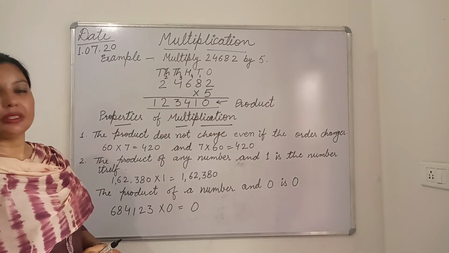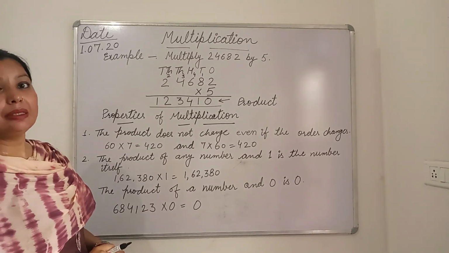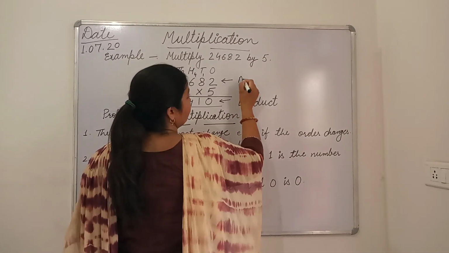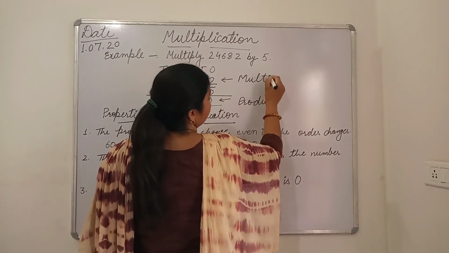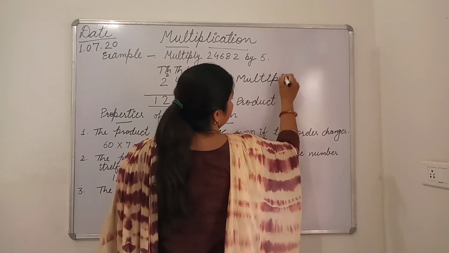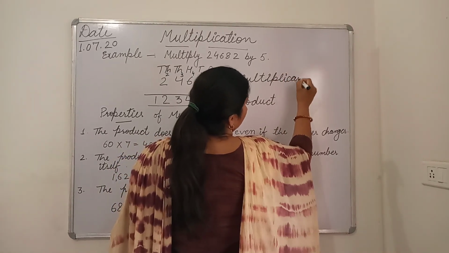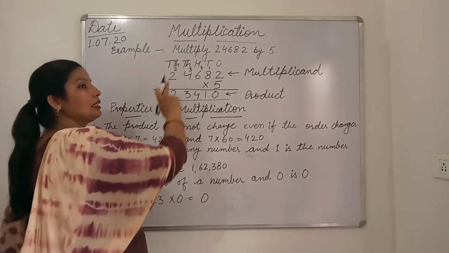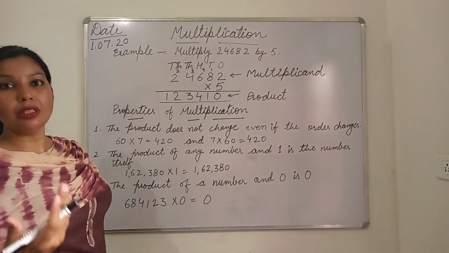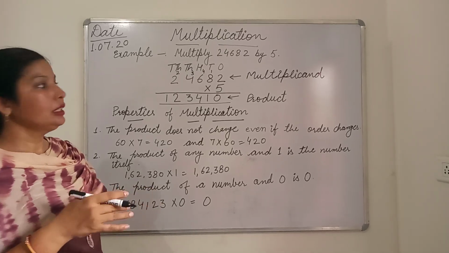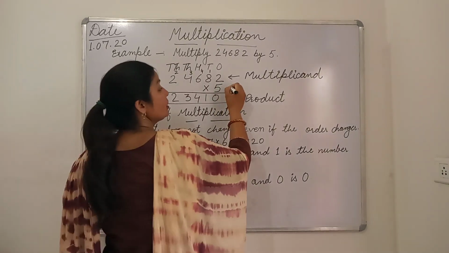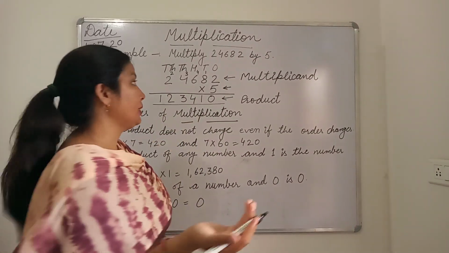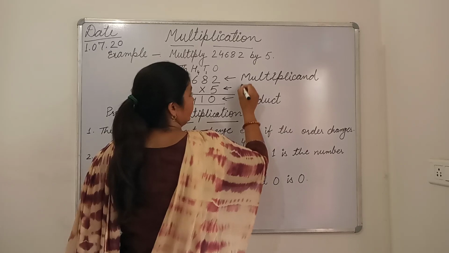Now the question is, what do we call this number? This number is called the multiplicand. Okay. Because this number is to be multiplied. The number to be multiplied is called the multiplicand. Okay. Now what do we call this? The number by which we multiply. That is called the multiplier. So this is the multiplier.